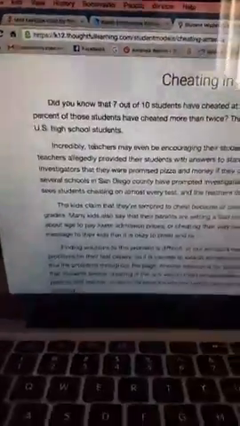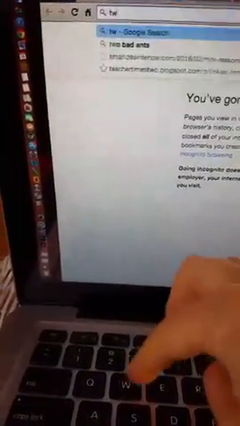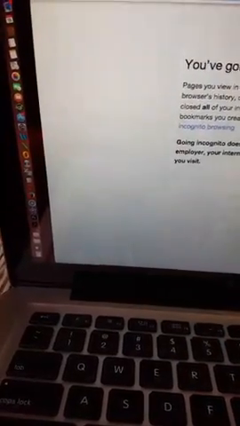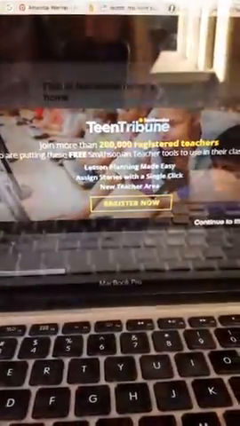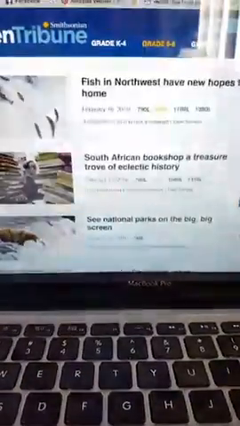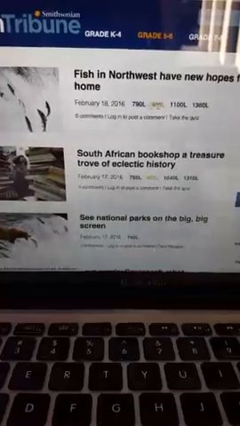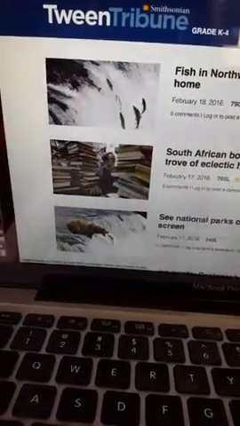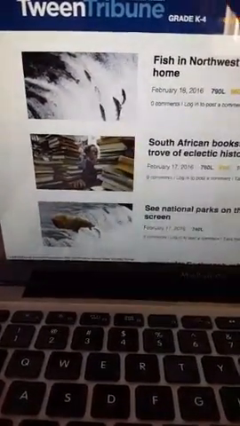Really great website. Another one that I found is called Tween Tribune. Tween Tribune has a bunch of awesome articles for kids to read that are at different Lexile levels. So, of course, they have a pop-up, and then the kids can go to this website and pick their Lexile level. Isn't that cool? Tween Tribune. Yes, Roxy knows about this already. I just discovered these two websites recently, so I thought I would share them with you.